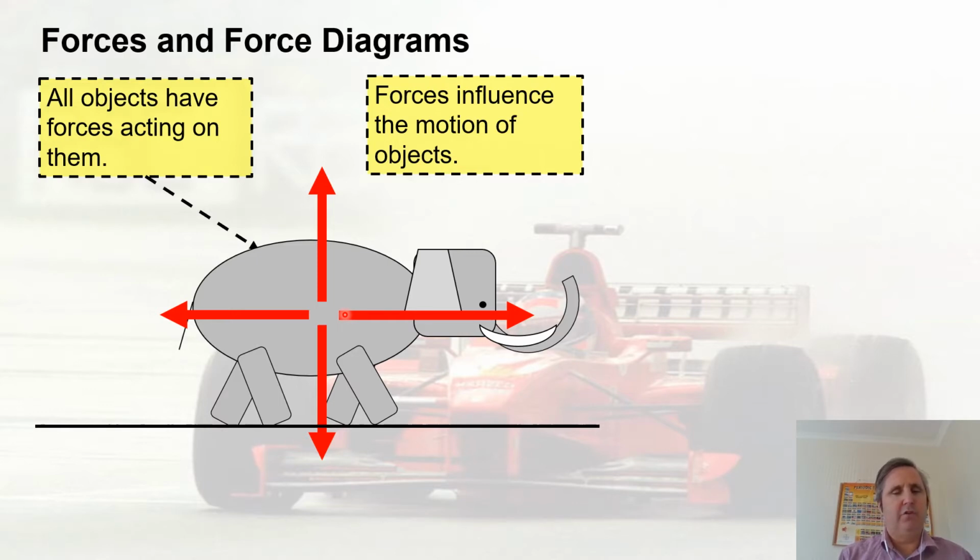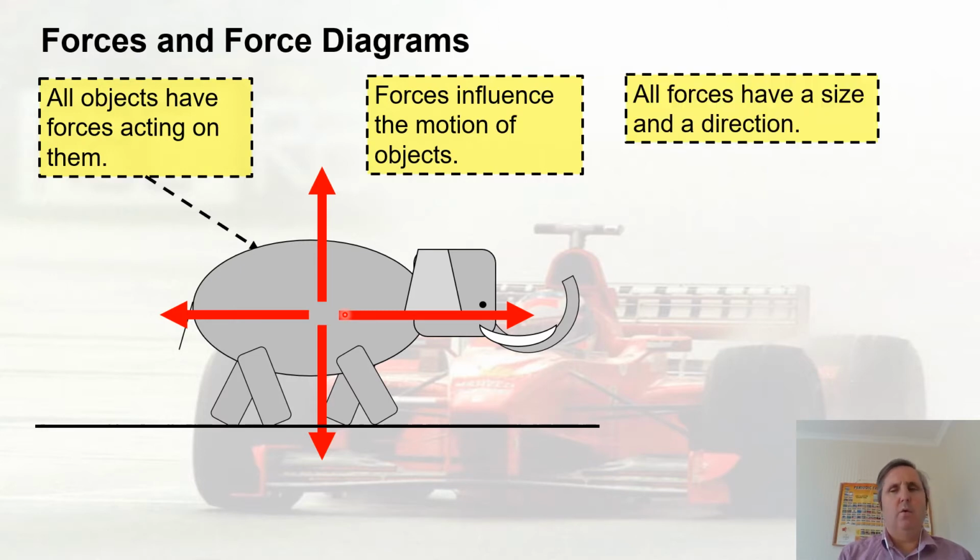So a force can push, pull, or twist objects. All forces have their specific direction they act in and the size or the magnitude. So this force on the right is acting towards the right, and we can see by the length of the arrow that it is bigger than the force that is acting towards the left.